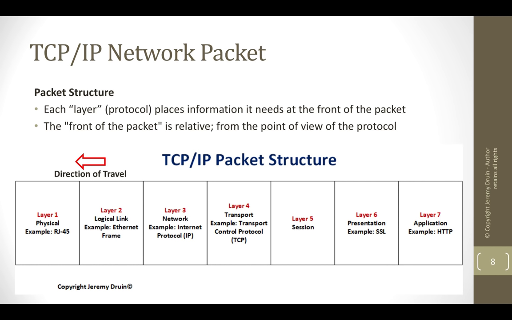Also note that the direction of travel is from the link layer through the application layer. So the link layer information is sent and then followed immediately by the internet protocol, TCP protocol or UDP protocol, session, presentation, and application layers. They're all sent back to back. There is no separation between them. Immediately after the last bit of the previous protocol, the next protocol starts.